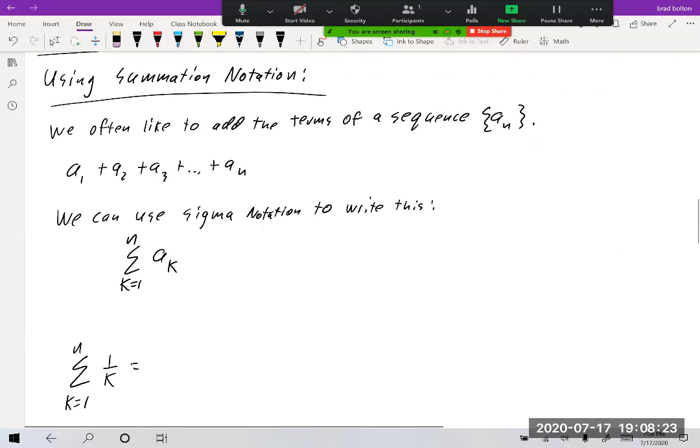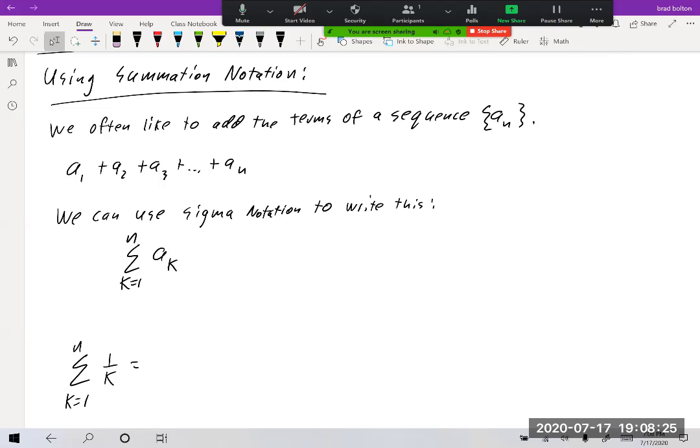So let's take a minute to talk about summation notation. So write all this down real quick. Using summation notation, we often like to add the terms of a sequence, a sub n. So what we're going to do is take all those terms that we've been writing out, and say a sub 1 plus a sub 2 plus a sub 3 plus a sub 4, all the way up to a sub n. And we would like a cleaner, nicer notation. So what we're going to use is something called sigma notation. Okay, so this is sigma notation, or summation notation, or if it was to infinity, we'd call it a series.